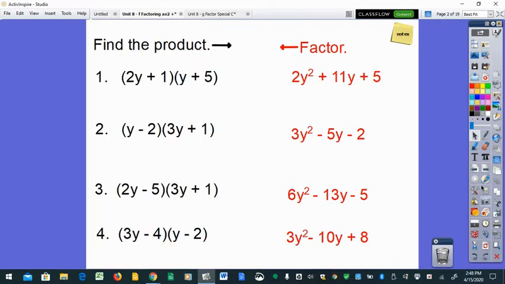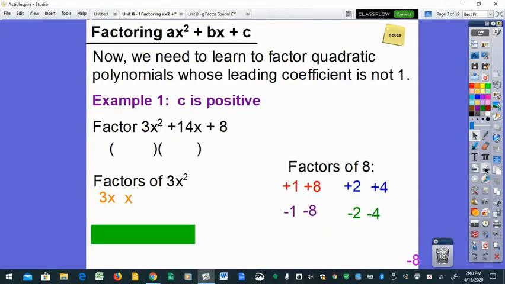But let's see what we're doing here. Let's start with this example. We're going to be factoring ax squared plus bx plus c, and a is now not going to be a leading coefficient of 1. So we're going to start with letting the c be positive.